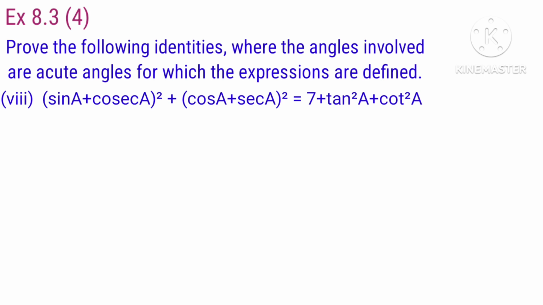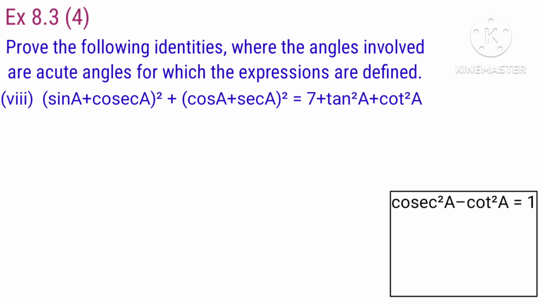ஓகே, ஸோ ஹியர் இன் ரைட் ஹேண்ட் சைட் tan square and cot square கொடுத்துருக்காங்க. பட் இன் லெஃப்ட் ஹேண்ட் சைட் sin, cosine, cos, secant கொடுத்துருக்காங்க. இது எல்லாமே டிஃப்ரெண்ட் ட்ரிக்னோமெட்ரிக்கல் ஃபங்க்ஷன்ஸ். ஸோ ரைட் ஹேண்ட் சைட் அண்ட் லெஃப்ட் ஹேண்ட் சைடுக்கு ரிலேட்டடாக ஏதாவது ஃபார்முலா இருக்கான்னு பார்க்கணும். எஸ், வி ஹேவ் அ ஃபார்முலா தட் இஸ் cosecant square minus cot square is equal to 1.